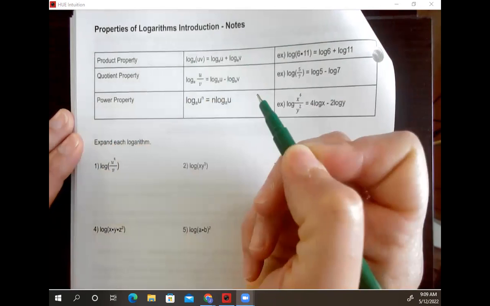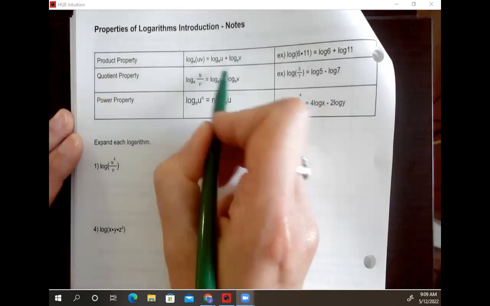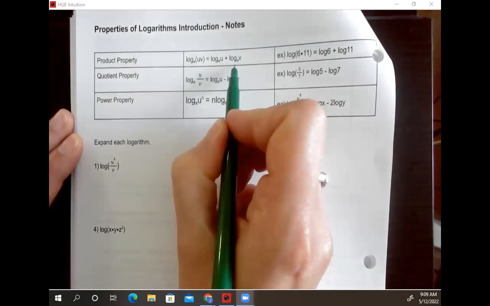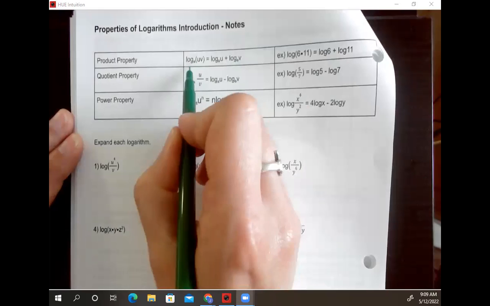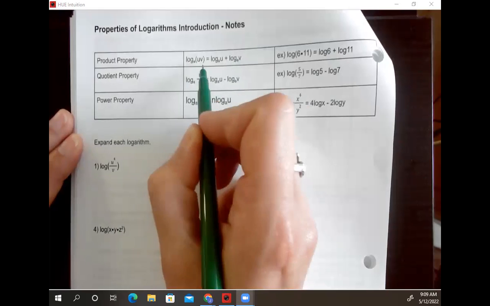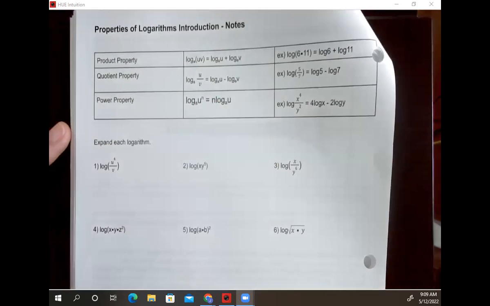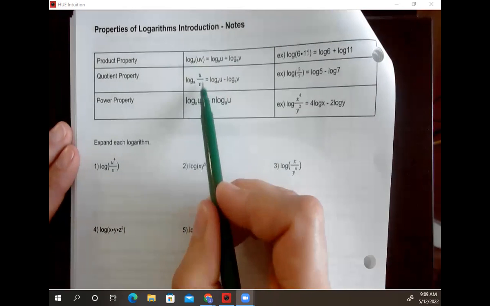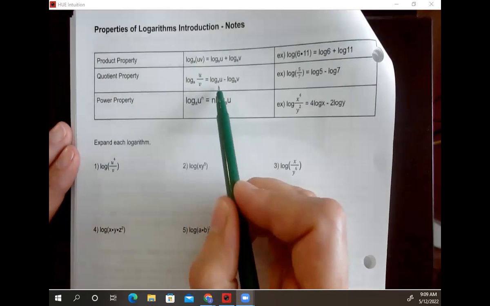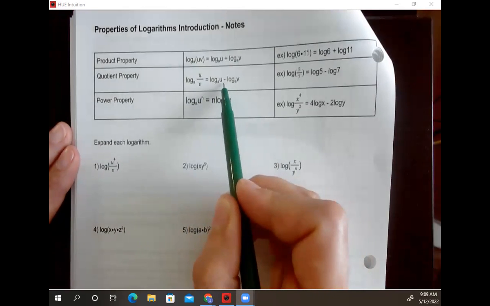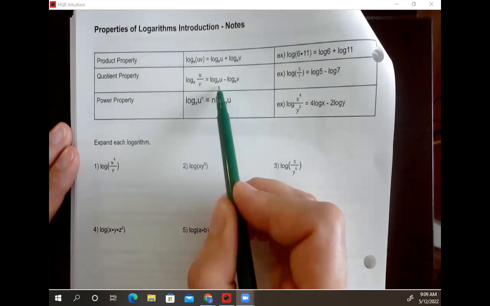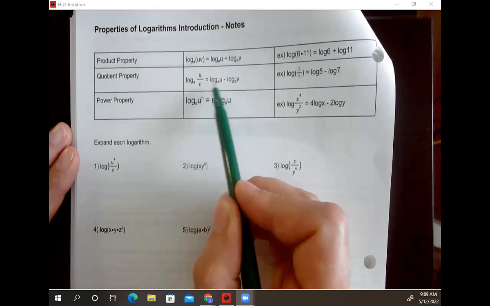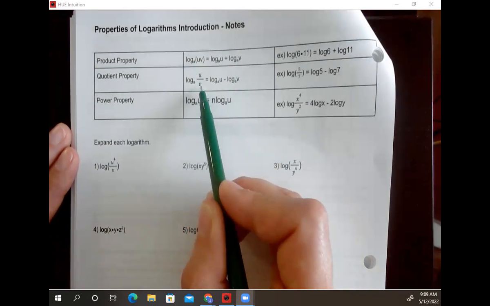And the same thing works forwards and backwards. So if you have two logs that you are adding together and they have the same base, you could combine them into a single log by multiplying their arguments. These properties work forwards and backwards. The quotient property deals with division. So if I have division in my argument, I can split that out into two separate logs using subtraction. I could also take two logs with the same base that I'm subtracting and combine them into a single log, or condense them into a single log.